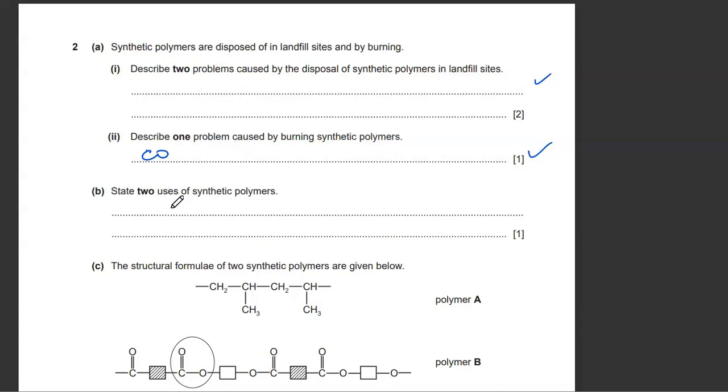Okay, state two uses of synthetic polymers. Two uses of synthetic polymers. Yes, two uses. Okay. Yeah, in making clothes, making of pipes, okay, bowls, insulation, insulators, etc. Okay, we say carbon monoxide is a toxic gas, not just harmful, but toxic gas.